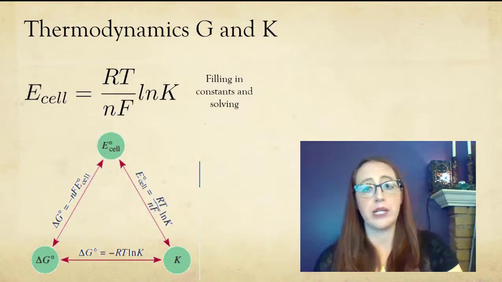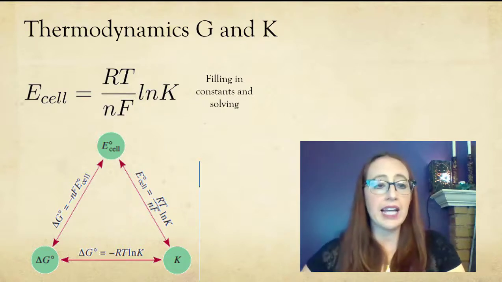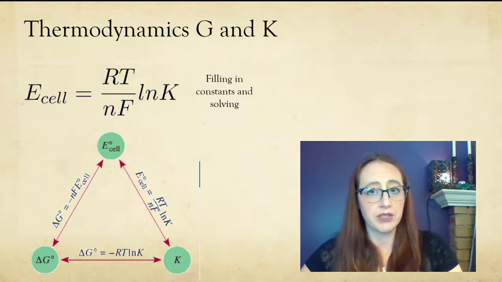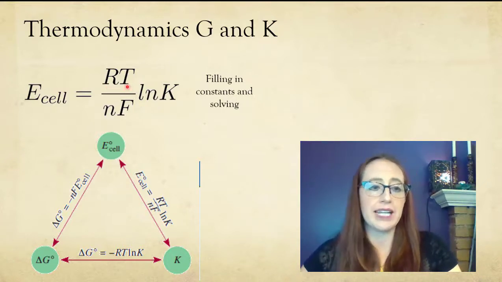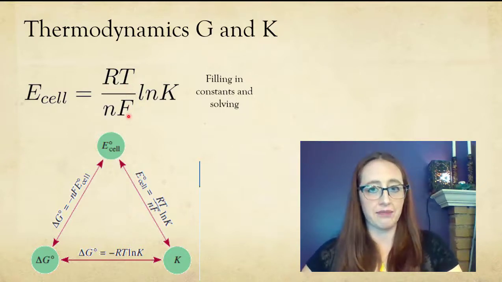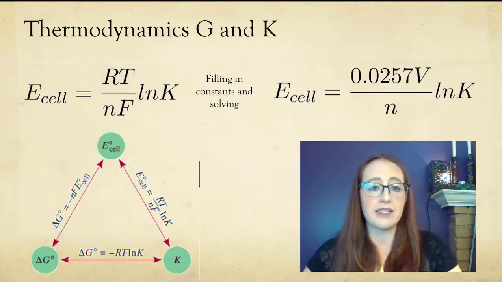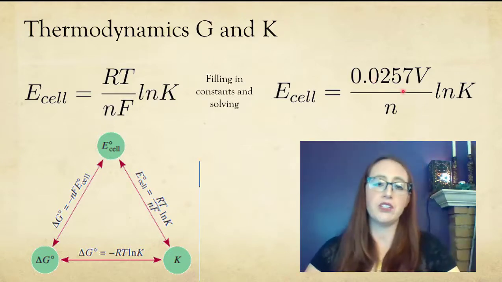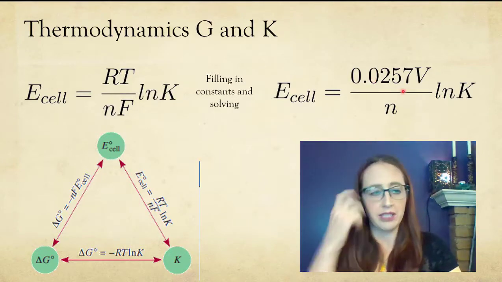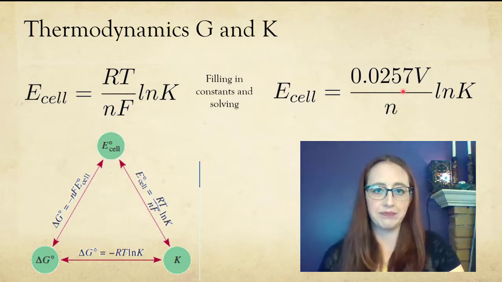You'll often see this equation written another way, and I like showing both because I think both are useful. So R is a constant. T is often done at 298, and then Faraday's is a constant. If you plug all three of these values in, you can get this equation, which keeps this math done for you. You'll often see this written out, and you're welcome to use it so long as you're at 298 Kelvin.